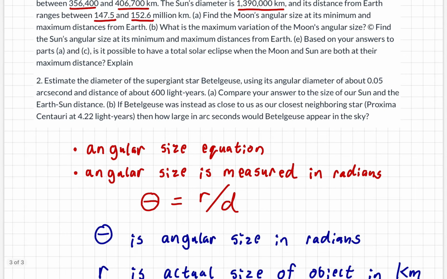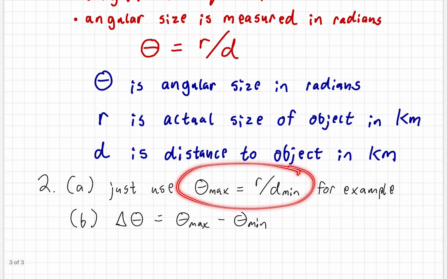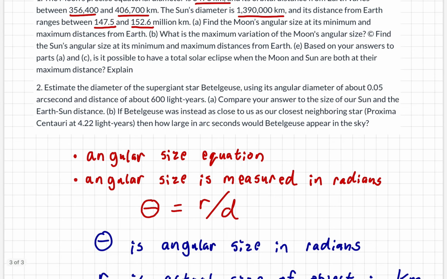Now, please excuse the formatting error here. It's not supposed to be a copyright symbol. It's supposed to be C. But find the sun's angular size at its minimum and maximum distances from Earth, okay? So again, same sort of thing. You're going to find its maximum angular size when it's closest to Earth and its minimum angular size when it's furthest from Earth, okay? So same idea there, for example, right? But you just plug in the numbers appropriate to the sun, okay?